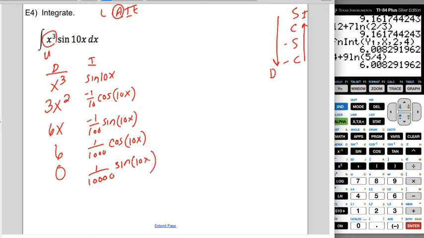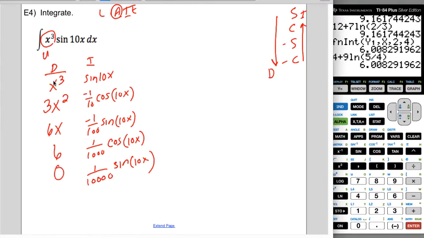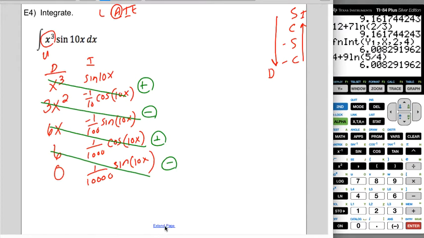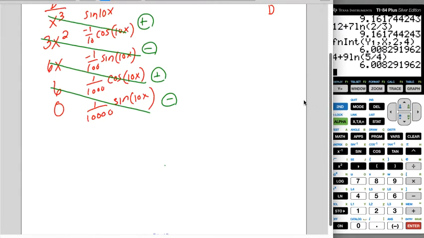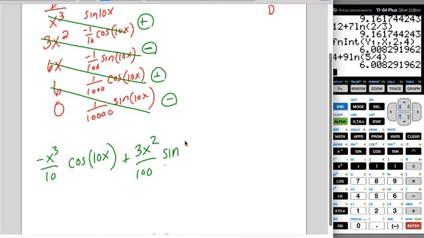But then if I take these, I draw my diagonal lines, right? That's a plus. That's going to be a minus. That's going to be a plus. That's going to be a minus. So my answer, as disgusting as this is going to be, see how it's a plus, but it's already got a negative in front. So the plus being in front doesn't change the sign of it, and it already had a negative. So I get a negative x cubed over 10 cosine of 10x. Now this is a minus, but there's already a minus, so together those will be a plus. So I get a 3x squared over 100 sine of 10x.